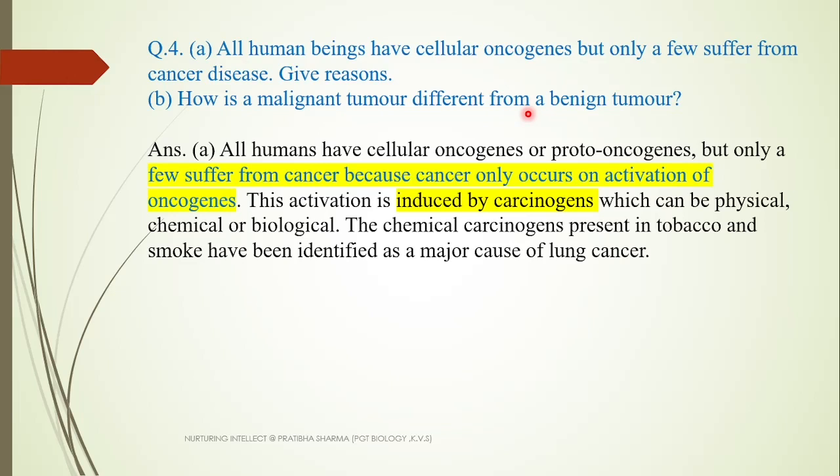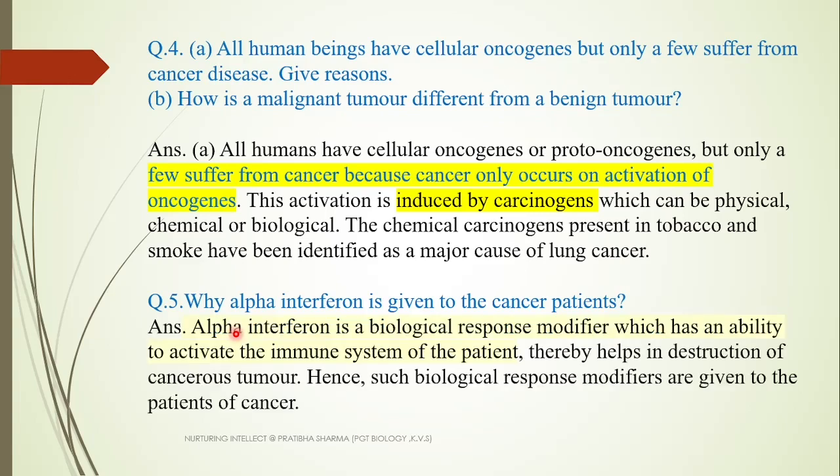How is malignant tumor different? So already हमने डिस्कस कर लिया कैसे malignant tumor benign tumor से differ करता है. Fifth question, why alpha interferon is given to the cancer patient? Alpha interferon क्यों दिया जाता है? ठीक है, alpha interferon क्या होते हैं? Biological response modifiers और इनमें ability होती है कि ये हमारी immune system को activate करे, तो हमारा immune system cancerous cell को destroy करेगा. So that's why we give biological response modifier, that is alpha interferon, to the cancer patient.